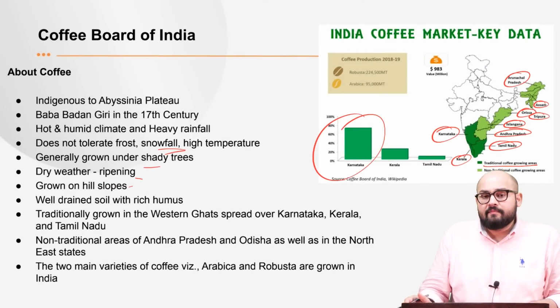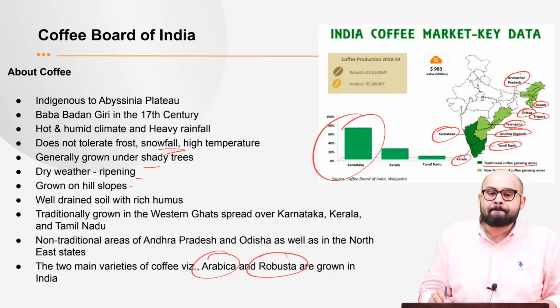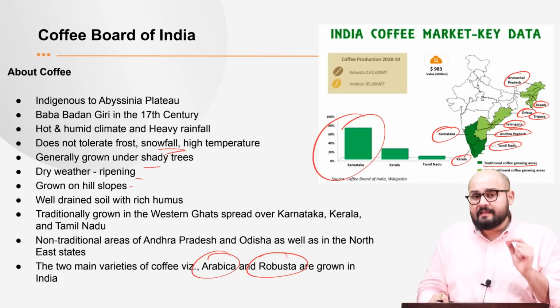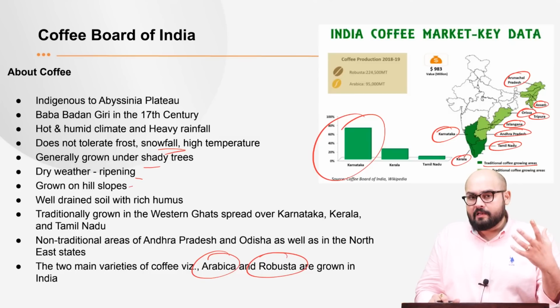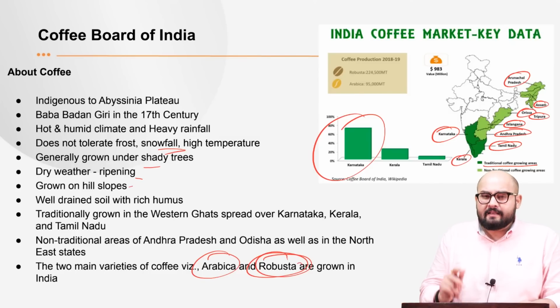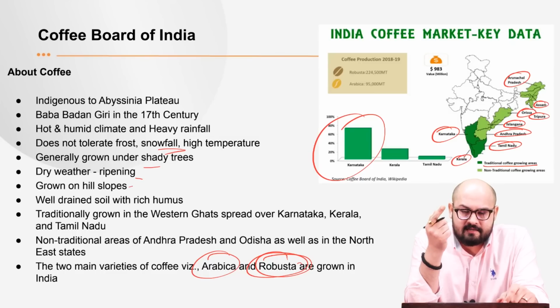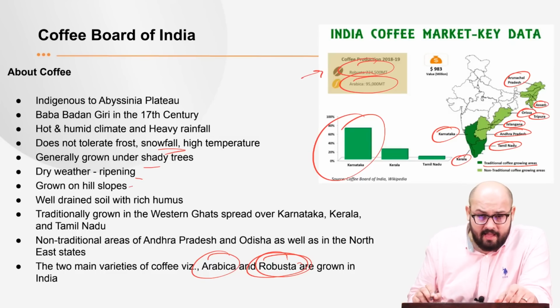Now, primarily, we have got two varieties of coffee. One is Arabica and the other is Robusta. Now, Arabica is mild. It is not that strong, but it is more aromatic, and that is the reason it has got higher market value. When it comes to Robusta, it is stronger, and that is the reason it is used for making blends, right? So just remember, we have got Robusta and we have got Arabica.